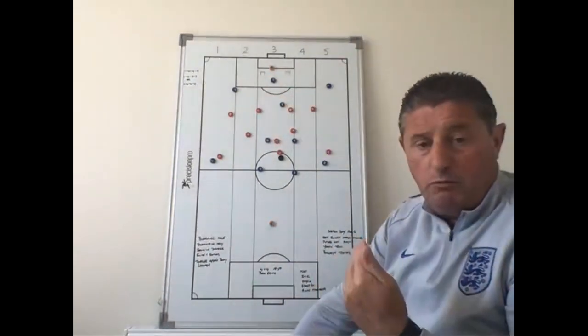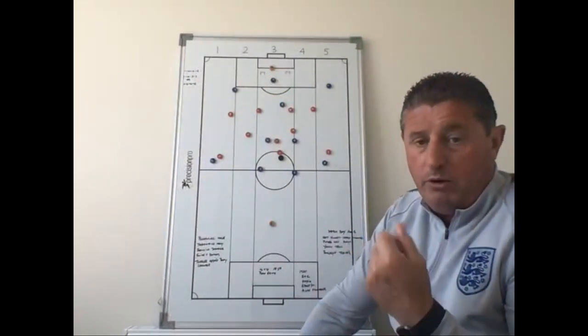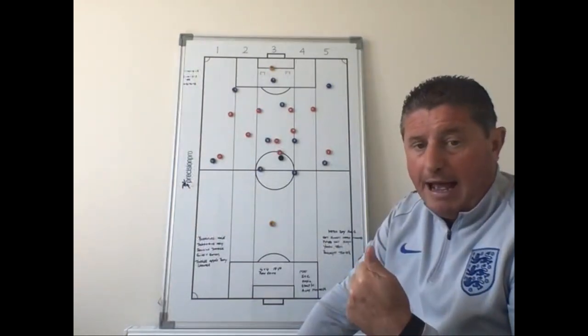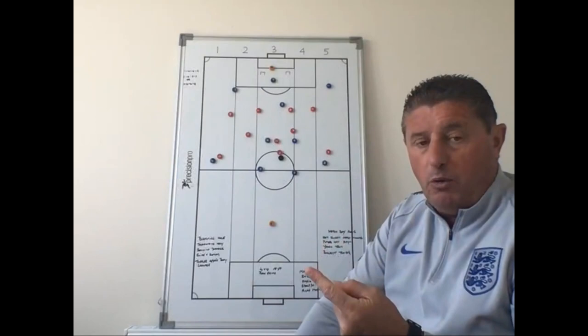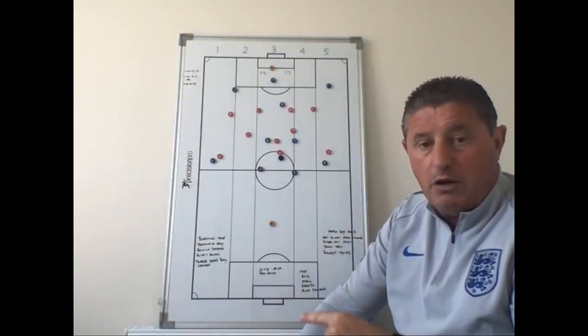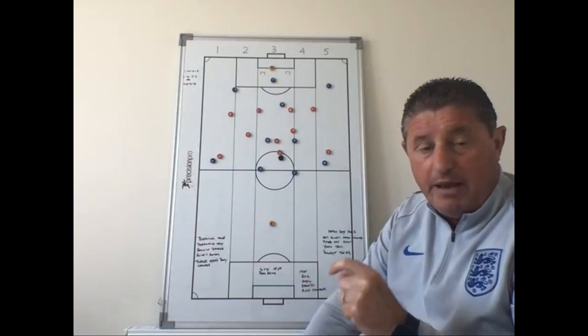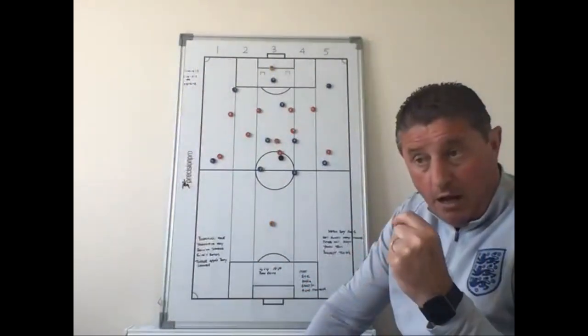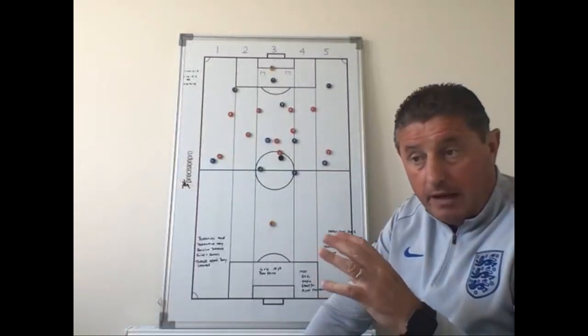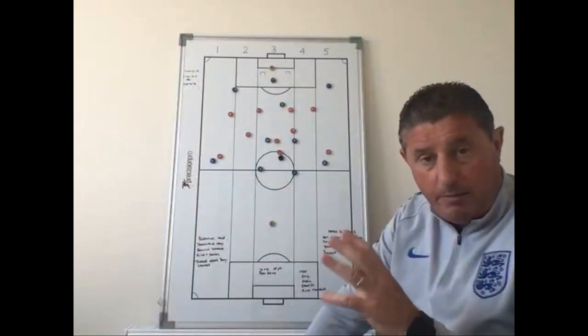So we wouldn't just saunter out. We would actually get up the pitch as quick as possible. Our recovery runs, we always talked about, were sprints. Our forward support runs were always sprints. But there was always an area of one of the principles of play of constraint in there, because we needed to be a little bit patient.